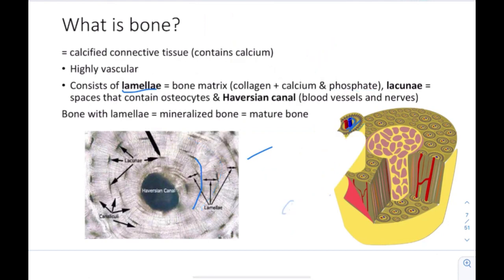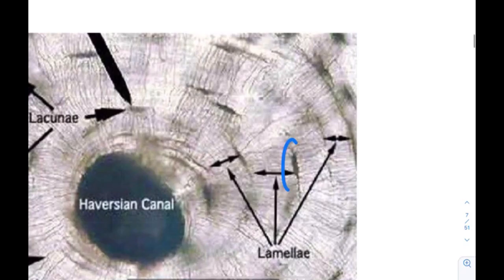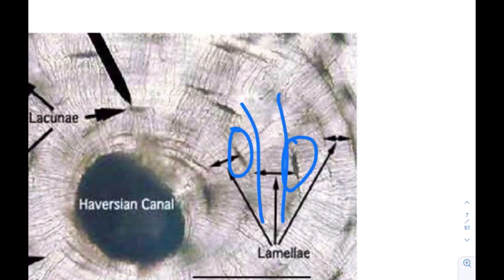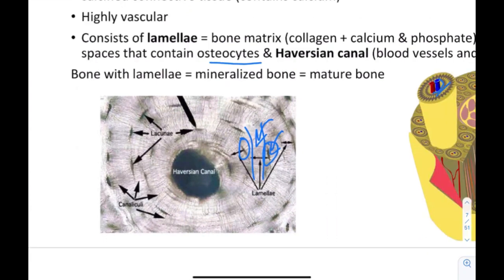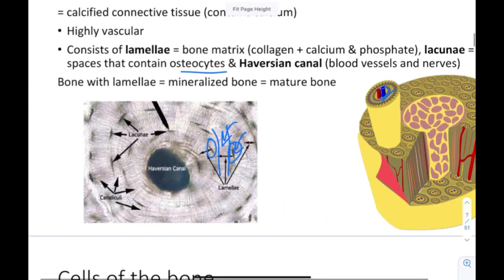The bone also consists of things called lacunae, which are spaces that contain the osteocytes. So right here, these spaces are the lacunae, and then here we have the lamellae, which is the extracellular component. So the cellular component is the lacunae, or lacuna for singular, and the extracellular component, which contains the collagen, calcium, and the phosphate, is the lamellae. They're the ones responsible for giving the bone toughness and rigidity, and they make the bone mature.